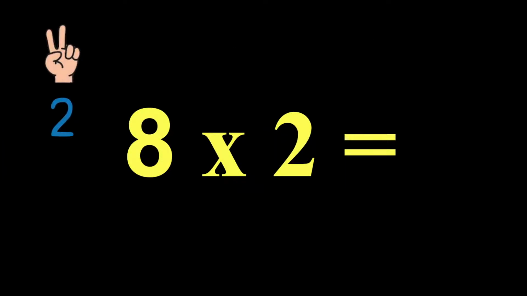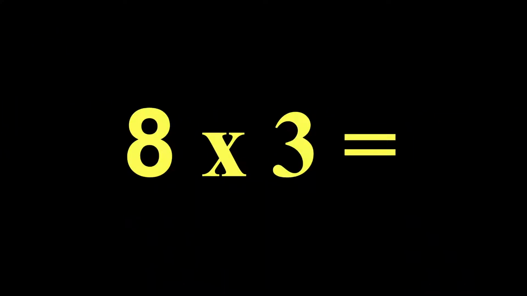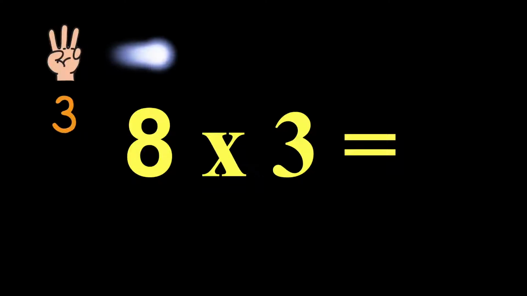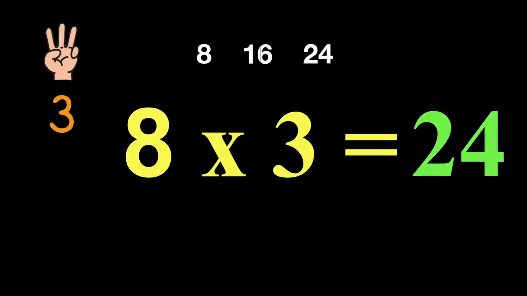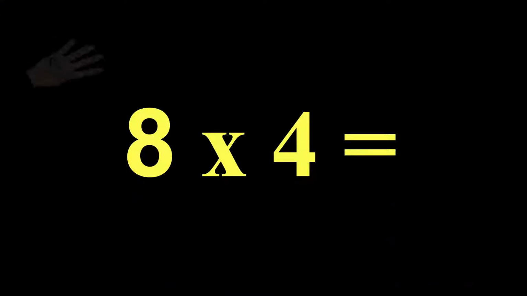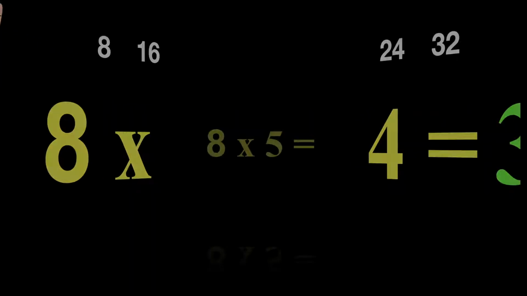8 times 2, it might be a good idea to use your fingers to keep track, and we would just count by 8 2 times, so 8, 16. So 8 times 2 is equal to 16. 8 times 3, you want to use your fingers, 8, 16, 24. So 8 times 3 is equal to 24. 8 times 4, right? Keep track. 8, 16, 24, 32. 8 times 4 is 32.